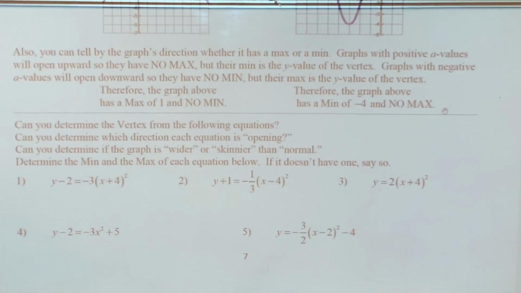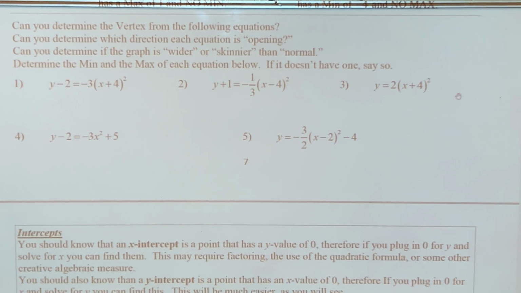Okay. So right here, can you tell me the direction it's going and what the vertex is and whether it would be wider or skinnier just based on this information? Start here. What's the vertex? -4, 2. Y'all see that? And since the a value is negative, it's going down, and since it's skinny, it's going to be a little skinnier than normal because it's bigger than 1 or smaller than -1. Are you with me?